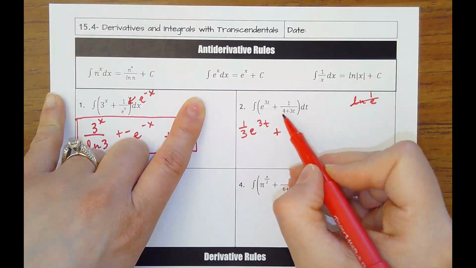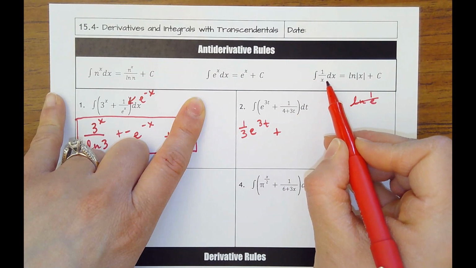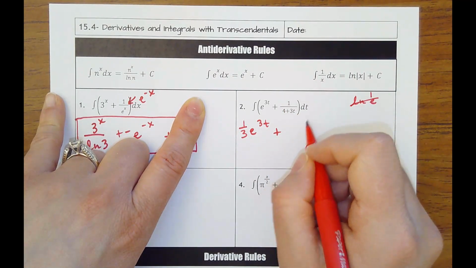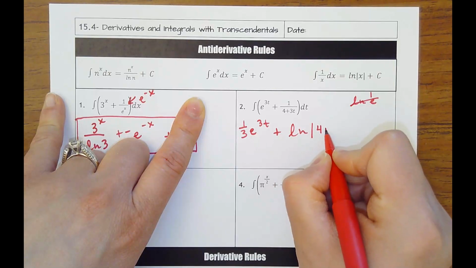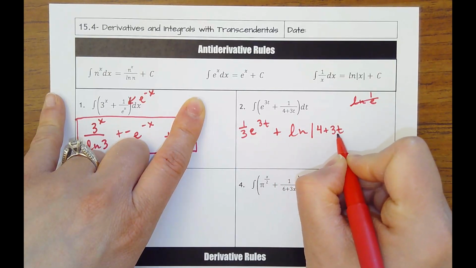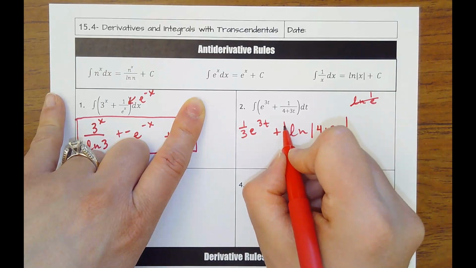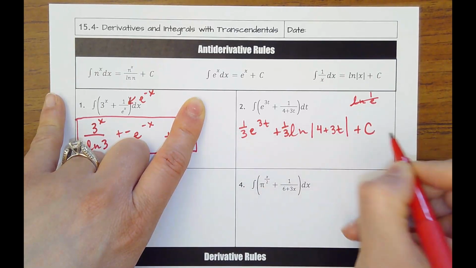Plus, then I see a rational function, which fits this rule. So it's natural log of the denominator, 4 plus 3t. But since there's 3 times t, I need to divide by 3 or take it times a third. And don't forget your plus c.